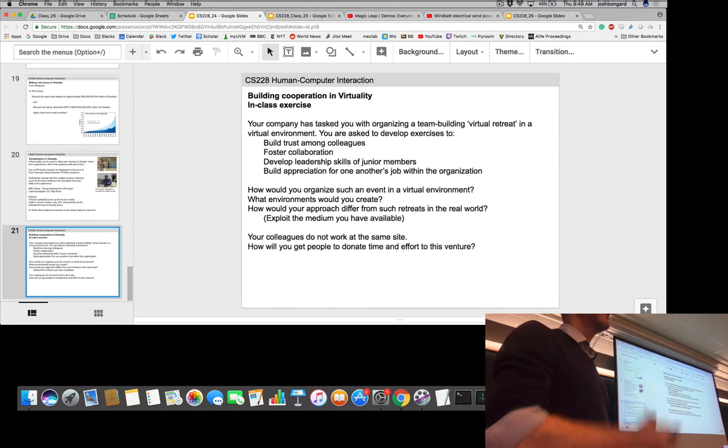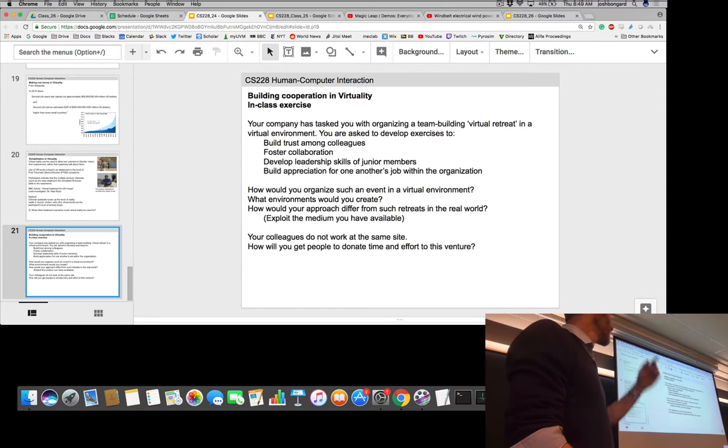The company could pay and send everyone to a nice resort for a couple of days. What could you do differently or better in a system like this? Assume this is a multinational corporation. Some of these people may work in different countries and different time zones. They may speak different languages. They might have different cultural backgrounds. How do you get people to donate time and effort to this venture in the first place?